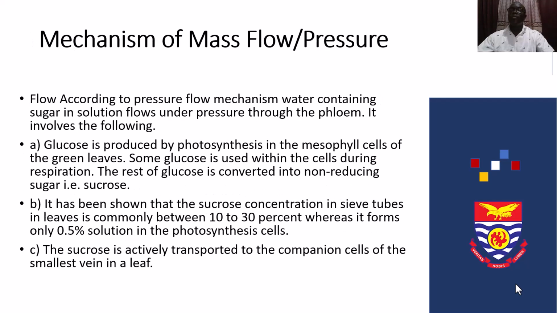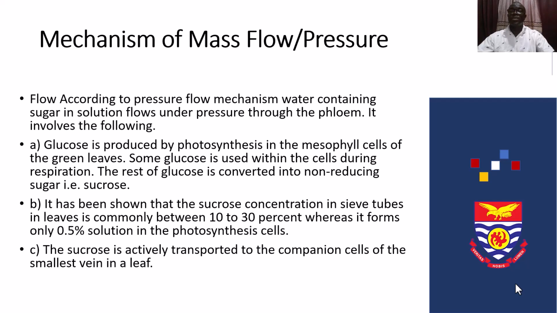So, according to the pressure flow mechanism, water containing sugar in solution flows under pressure through the phloem. It involves the following. A. Glucose is produced by photosynthesis in the mesophyll cells of the green leaves. Some glucose is used within the cells during respiration. The rest of the glucose is converted into non-reducing sugar, that is sucrose.